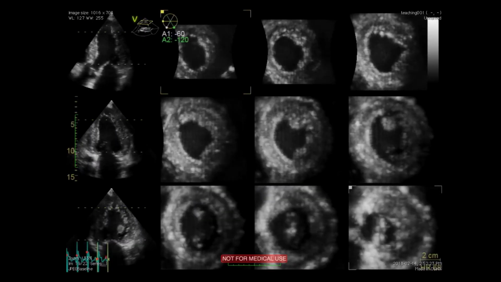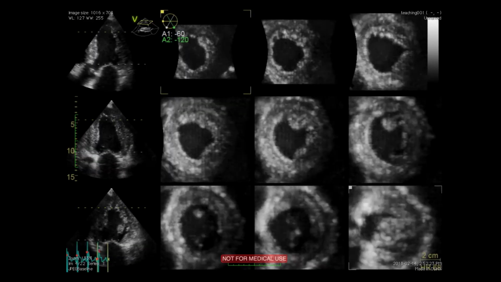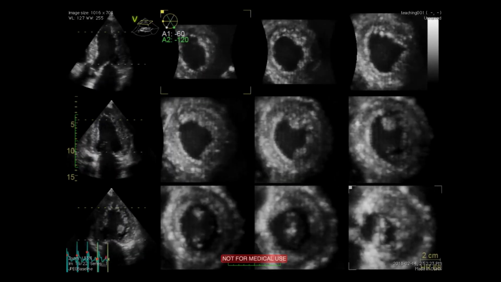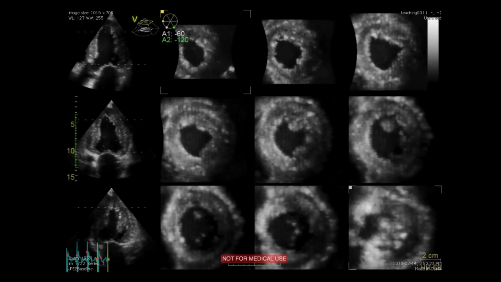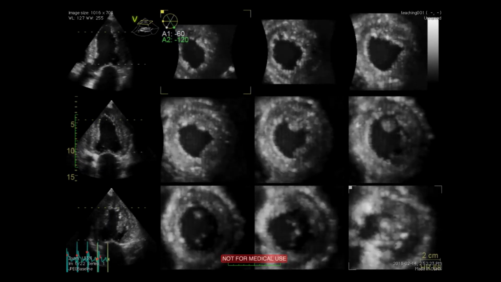Ideally, you would do everything using 3D, but as discussed previously, there are technical factors that limit application. As you can see here, if you can do it though, you get a very good assessment of what the LV actually contracts like at every segment and every level.